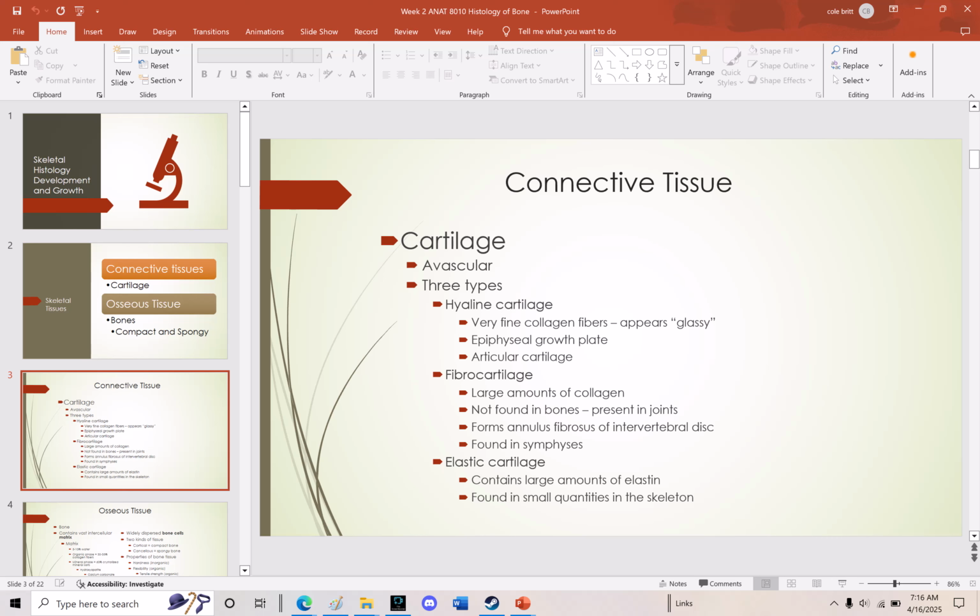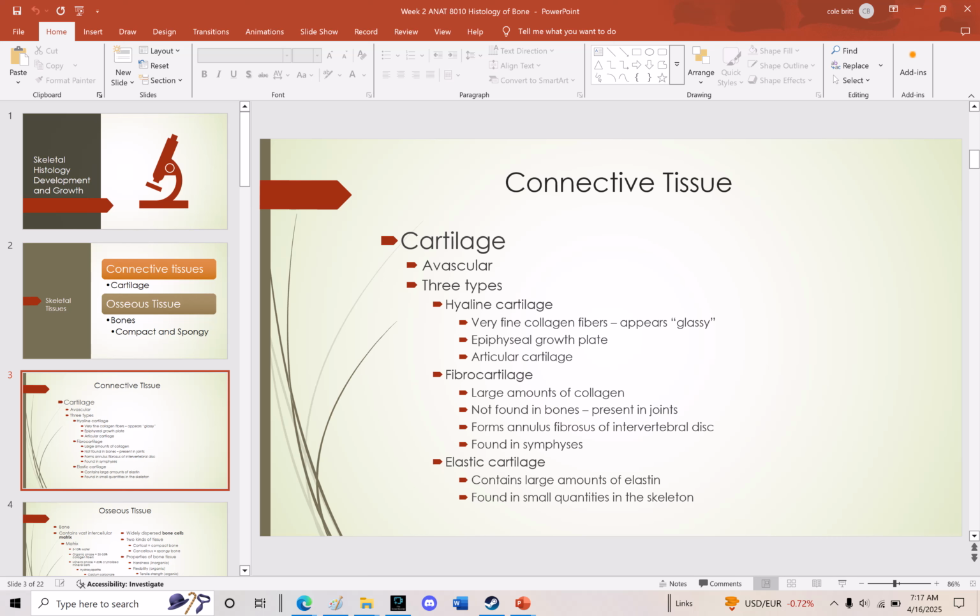Fibrocartilage is another type of our cartilage. We have large amounts of collagen in those areas. We don't typically find any of this in bones. We typically find these in the joints themselves. So we'll see things like the symphysis or the intervertebral disc that we see in between the vertebrae are like that. This forms the annulus fibrosus of the intervertebral disc, which is the outer portion of the disc that separates each one of our vertebral bones. We also find it in the symphysis, which is typically what we think of as the pubic symphysis. There's a couple other ones as well too.